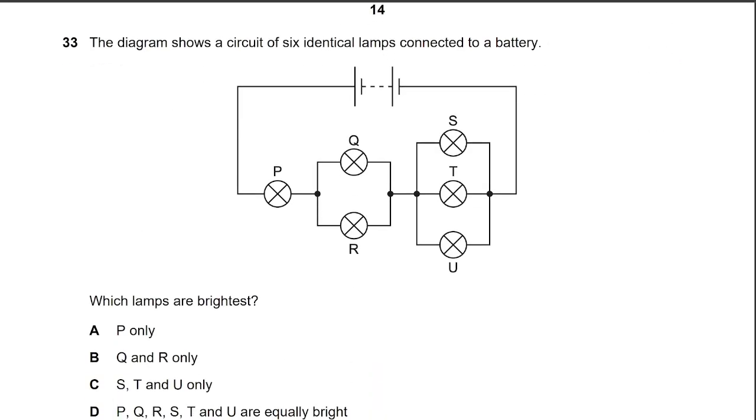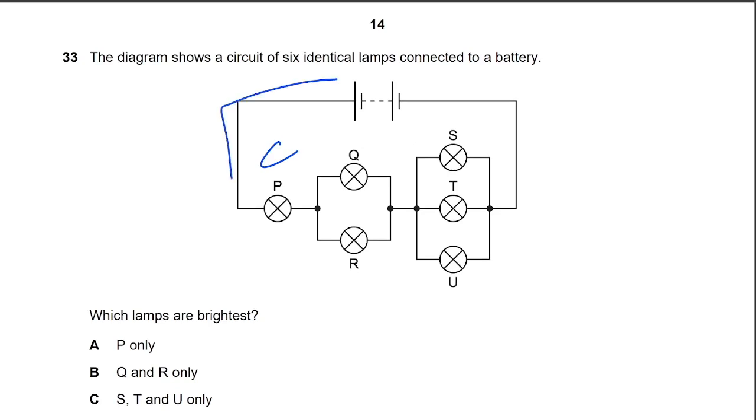The diagram shows a circuit of six identical lamps connected to a battery. Which lamp is the brightest? If the current is coming through this way, for example, it will consume more in P and then it will split. It will split into Q and R and then again split further. So this one will be the least bright, then the second least bright, and this will be the brightest. So P will be the brightest lamp.